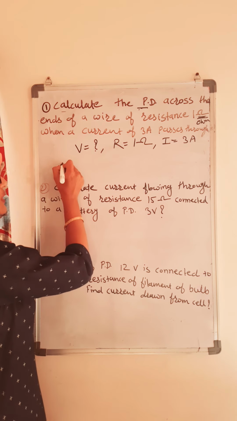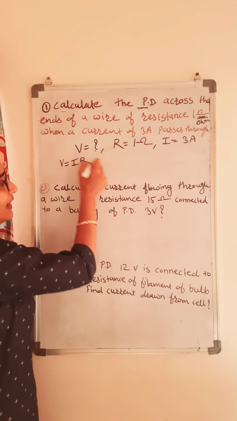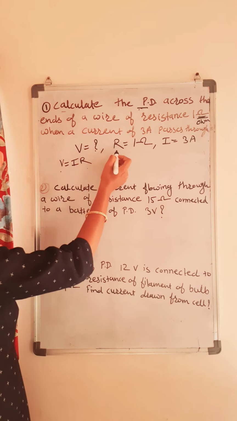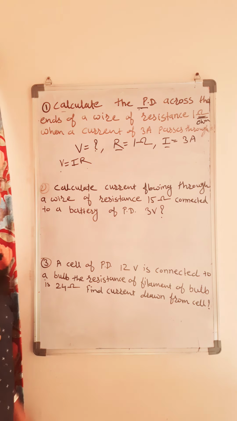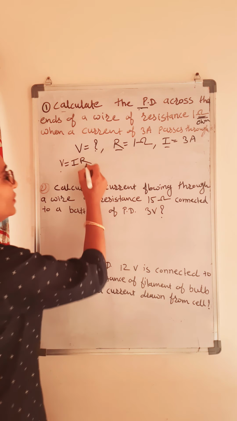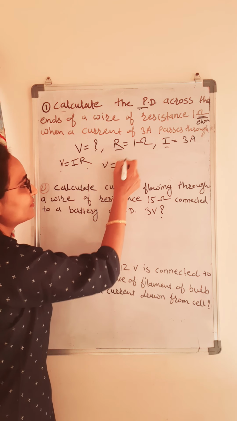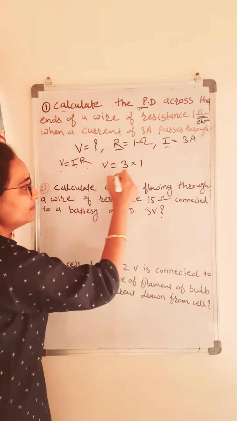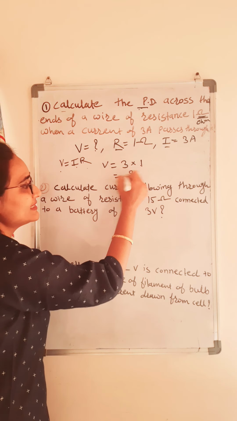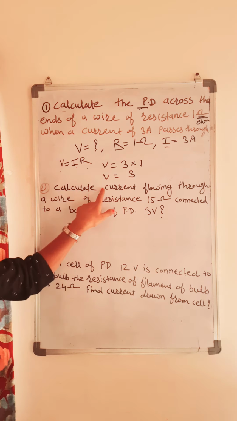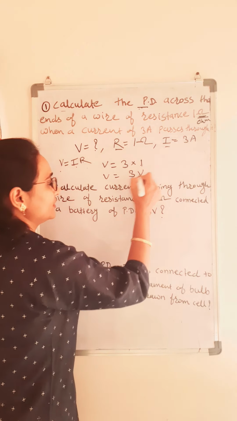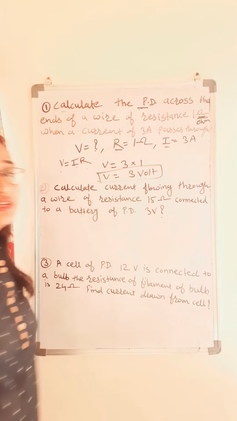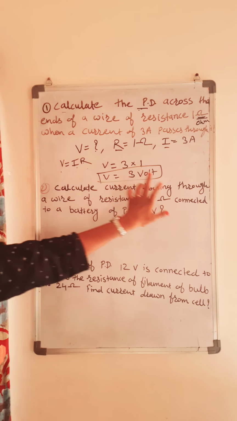We have a formula from Ohm's law: V is equals to IR. Just multiply these two values and you will get the value of V. So put the values in this formula. V is equals to I, 3, into R, 1. So you will get 3 into 1, that is 3. And the unit for potential difference is volt, denoted by capital letter V. So this is your answer: V is equals to 3 volt.